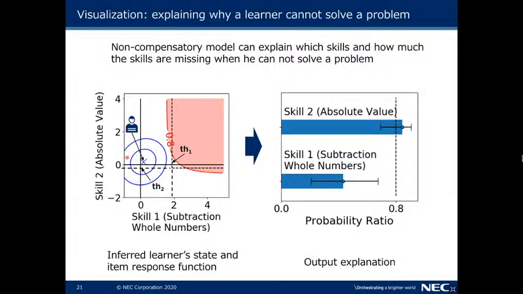This blue Gaussian represents the inferred learner state, and the red lines represent the item response function as a contour of the item response function whose probability is 0.8. And the red area is an area whose probability is more than 0.8.